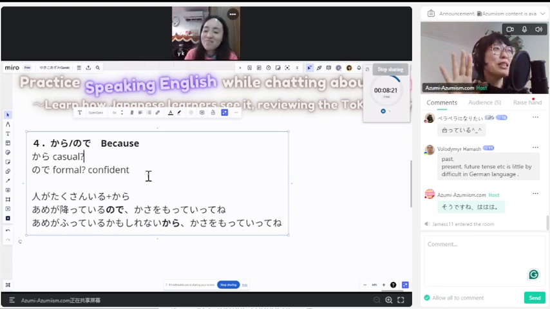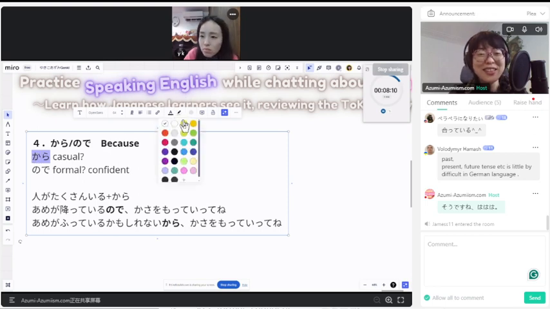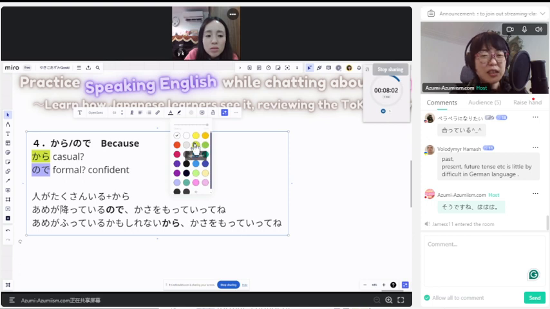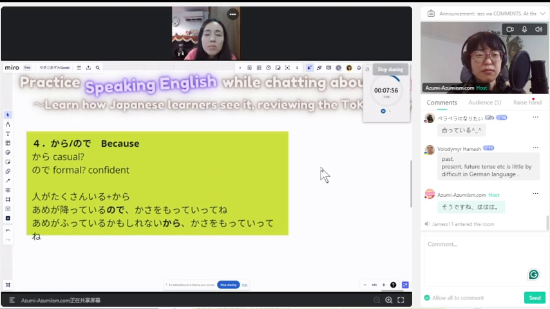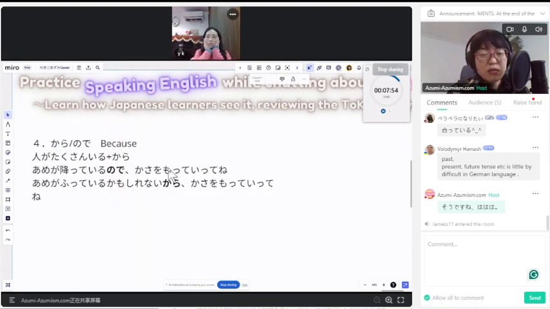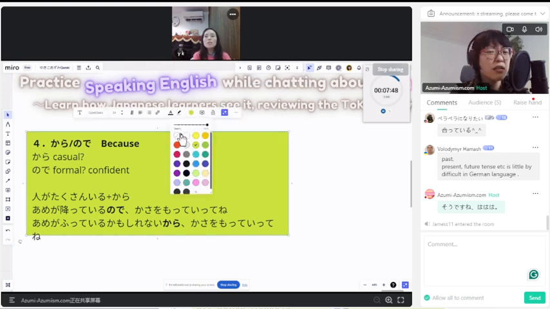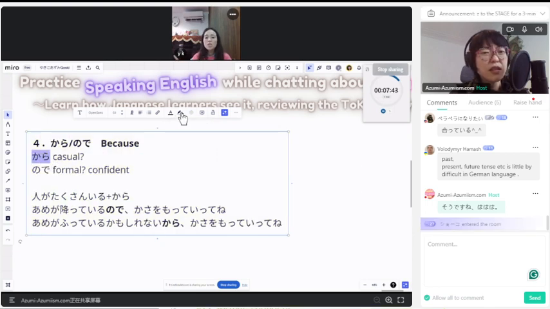Okay, first of all, what do you think about it? You said kara is casual and node is formal. And what do you think about this argument, confidence or not? First of all, kara and node and the formality. Is it really kara casual, node formal? I think so. Kara is casual, node is formal. When I talk with my boss, I have to use node.